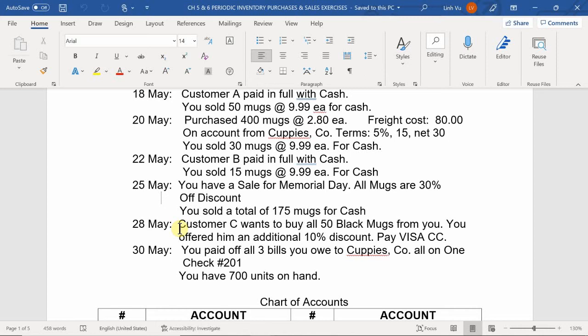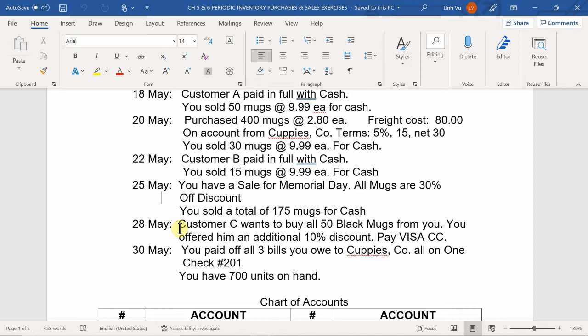Paying with a Visa credit card. So how am I going to record this one this time? In this case, this guy is buying all of our black coffee mugs, and we know for a fact that we didn't want to buy those black coffee mugs. So instead, they probably asked us, do you have any other color? We said we have black, and they said, okay, well, I want to take all of it. Because they're taking off the unnecessary inventory that you originally purchased, you decided to offer him an additional 10% discount.